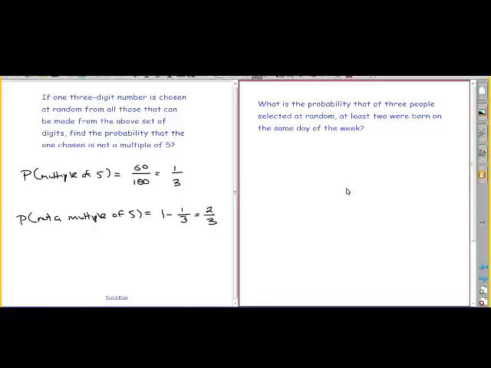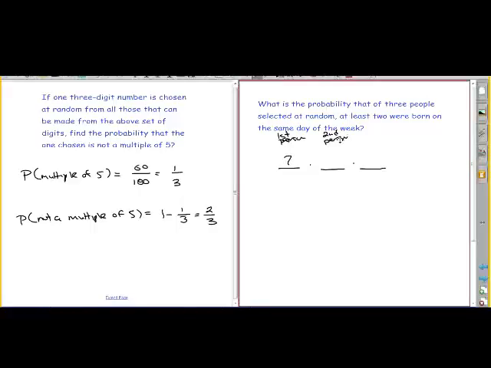So again, it's the fundamental counting principle. Basically, you have 3 people, and they're going to tell you what days of the week they were born on. So it's 3 parts to it. Here's the first person. There's no restriction on what day of the week the first person is born on to have them not share the same birthday. So there are 7 days of the week that the first person can be born on.